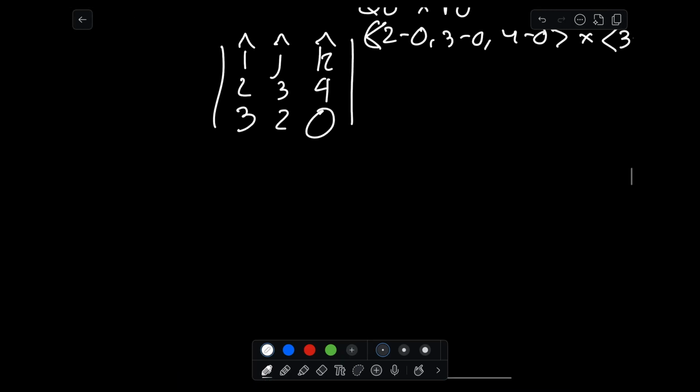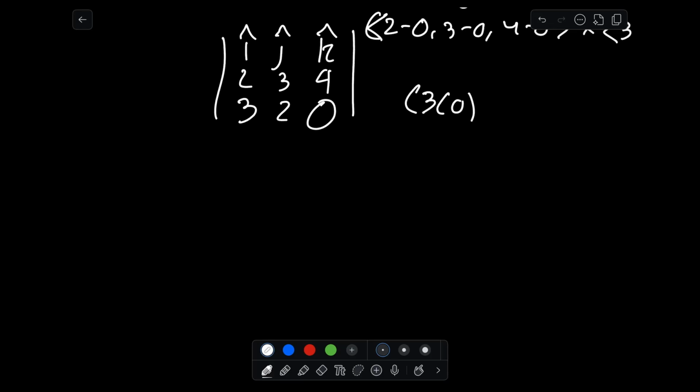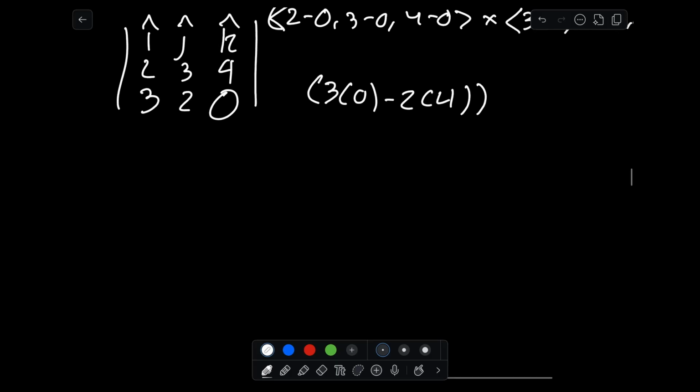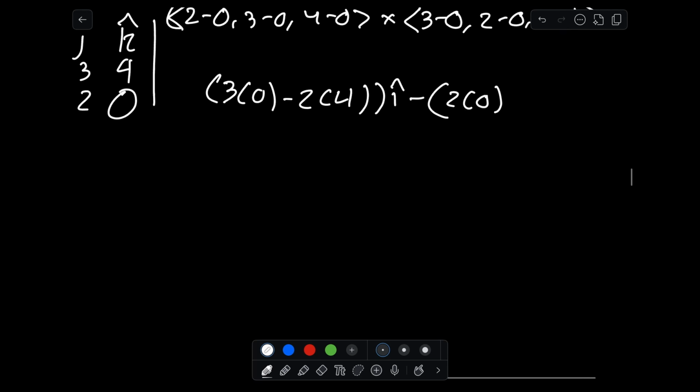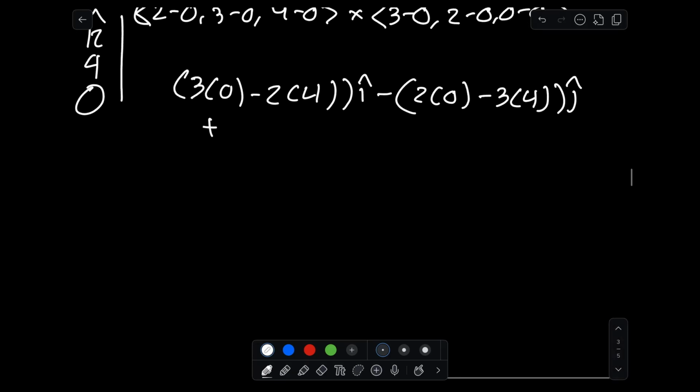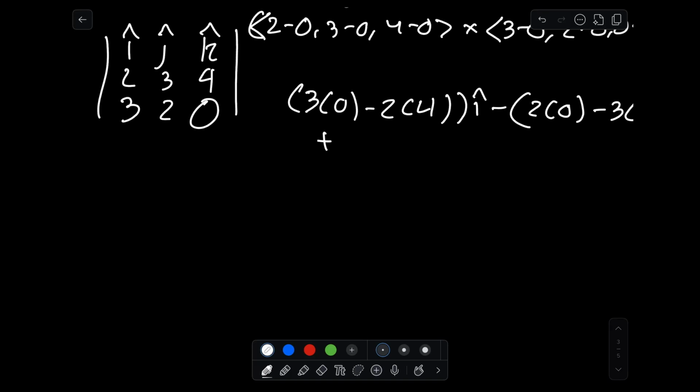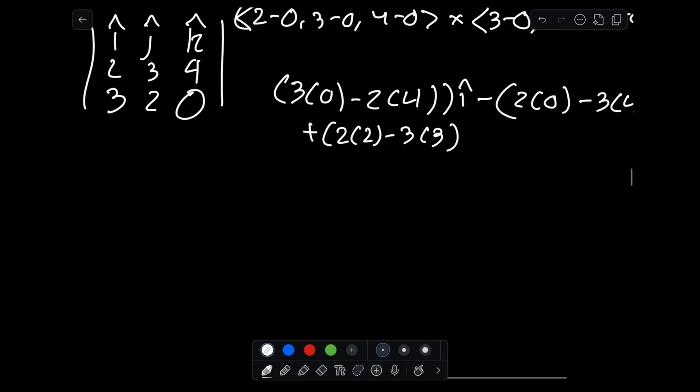So in this case, we're just going to perform our cross product rules, right? So I'm just going to do it out real quick. 3 times 0 minus 2 times 4, so 3 times 0 minus 2 times 4, right? I hat, minus 2 times 0 minus 3 times 4 j hat, plus, well, we don't know what's 4 yet, but just 2 times 2 minus 3 times 3. And then we can just do all the addition from here.